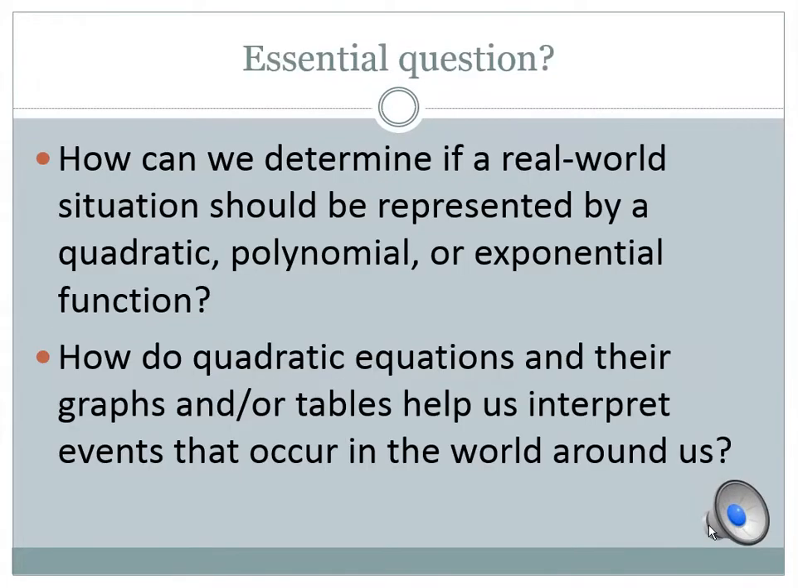In this task they need to answer these essential questions. How can we determine if a real world situation should be represented by a quadratic, polynomial, or exponential function? How do quadratic equations and their graphs or tables help us interpret events that occur in the world around us?